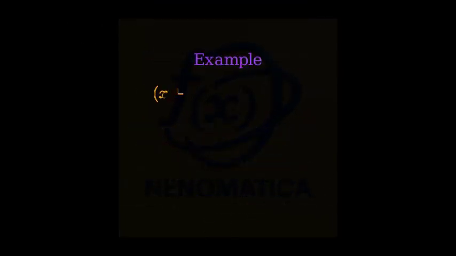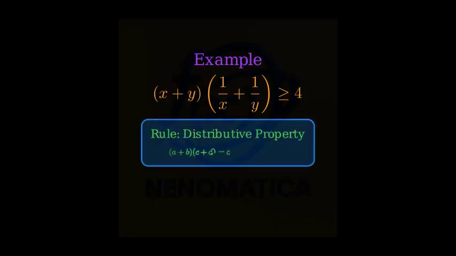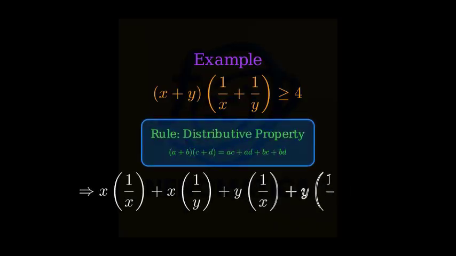For real numbers x and y, prove that (x plus y) times (1 over x plus 1 over y) is greater than or equal to 4. Let's solve this step by step. First, we'll expand the left side of the inequality by multiplying the two expressions. We get x times 1 over x plus x times 1 over y plus y times 1 over x plus y times 1 over y.